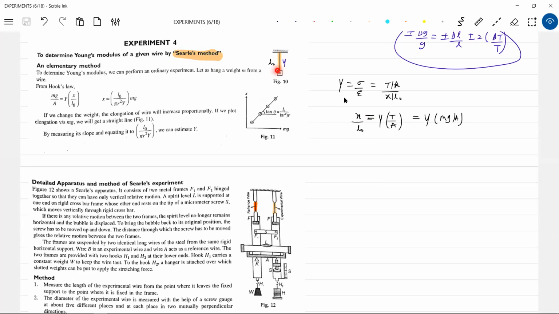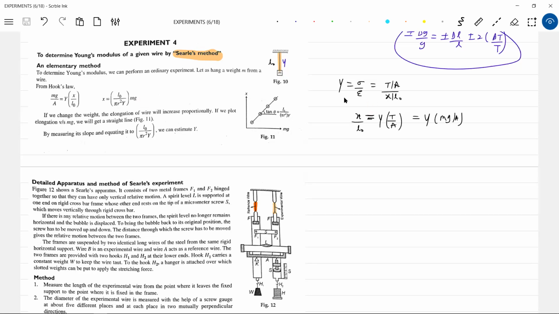So how do I measure? I'll take a scale. As I keep on increasing the load, L naught will be a constant. L naught is the initial length of the wire. Young's modulus, and this is the area of cross section. As I increase the load, the elongation starts increasing. So now I'll rewrite the formula: X equal to L naught.